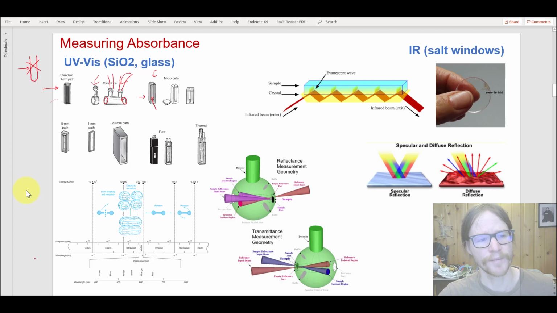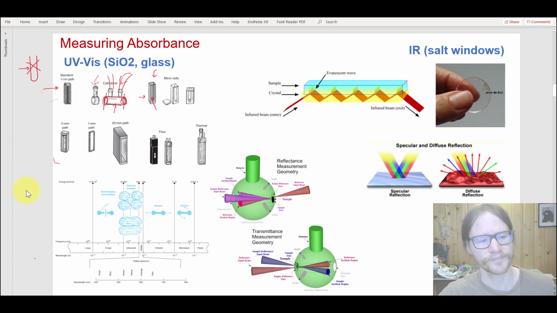Oftentimes you'll actually have just a tube that's been cut off with a glass saw and then quartz windows glued on the ends, so that you have soft glass here, which is cheap and easy to blow, and then on the ends you have these discs of quartz. We have all these types of cells in the department because we all use them for different reasons.